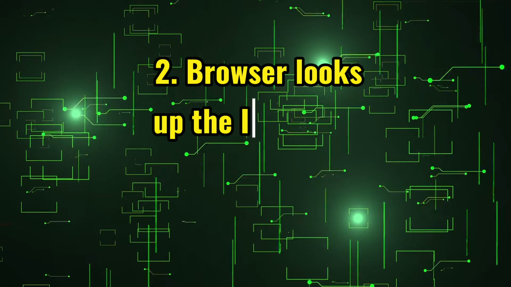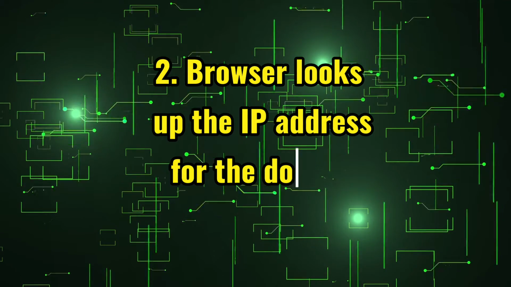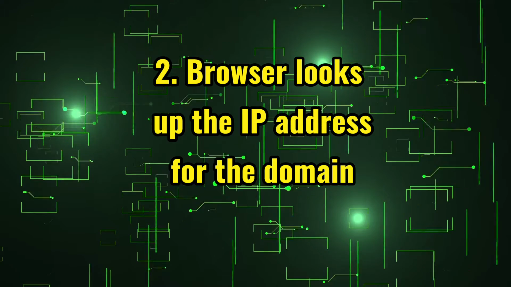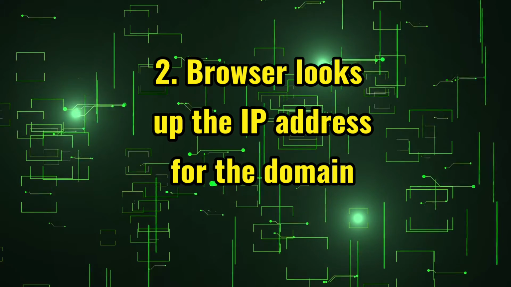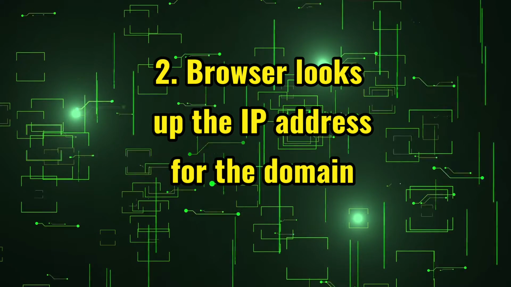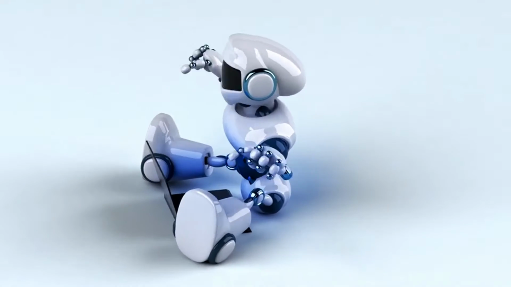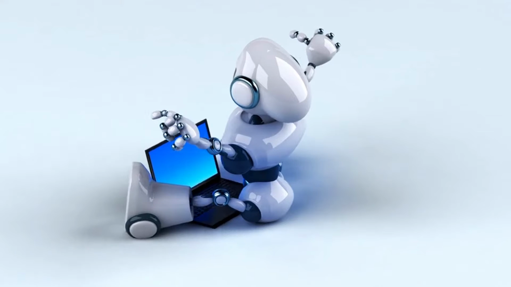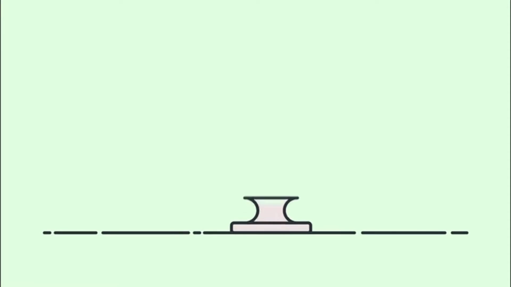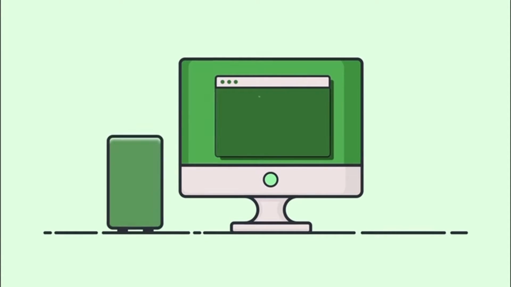2. Browser looks up the IP address for the domain. The browser must determine which internet server to connect to when you type the URL into the address bar and hit enter. To do that, it needs to look up the IP address of the server hosting the website using the domain you typed in. It does this using a DNS lookup.